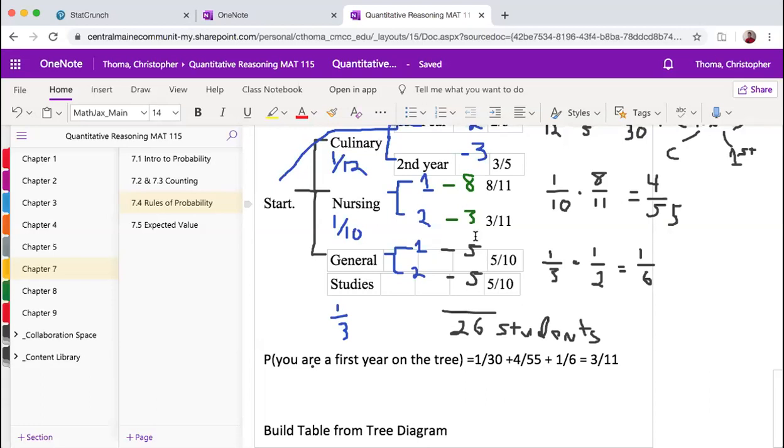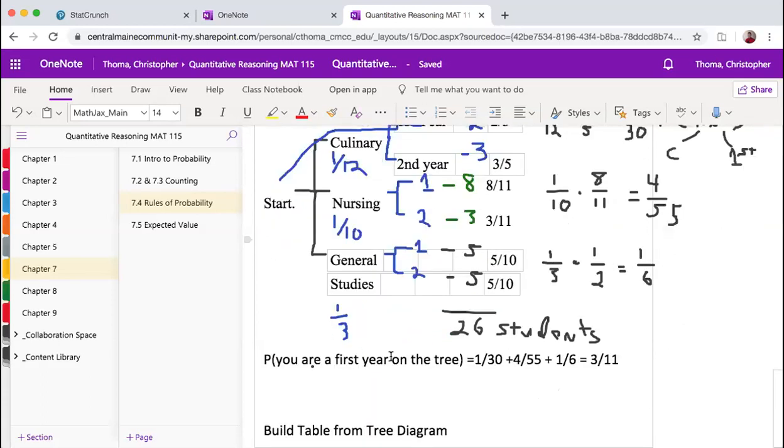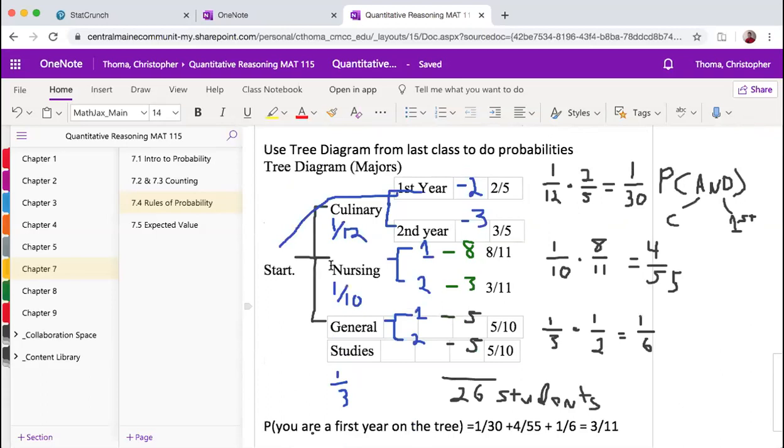Any questions on the tree? Remind me where you got the fractions for each major. I just made them up. I just made a quick assumption that 1 out of every 12 students at the college is culinary, 1 out of 10 is nursing, and 1 out of 3 is general studies. Okay, I get you.